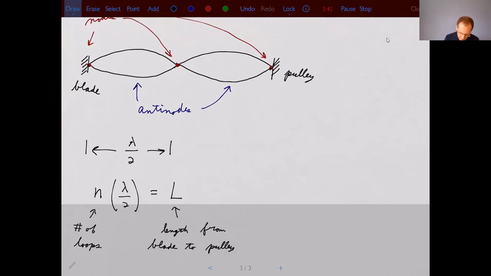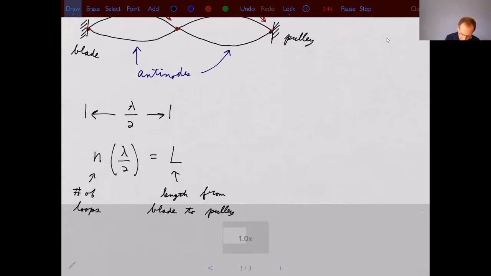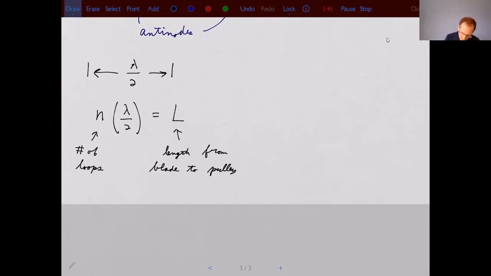Now, the nice thing here is I can rearrange this equation. I can solve this for lambda. If you solve it for lambda, you're going to get lambda is equal to 2L over N. And you're going to have to use that formula later for your lab report whenever you're asked to compute the wavelength when you're observing 1 loop or 2 loops and so on. Just use that formula. So it's 2L over N.